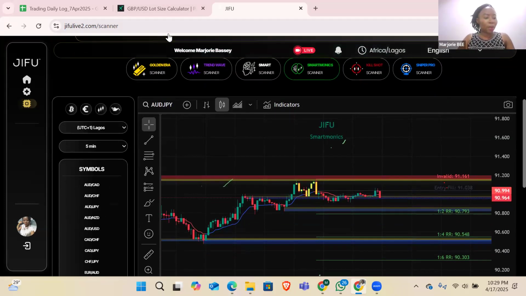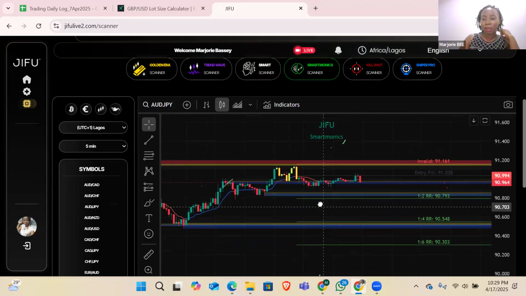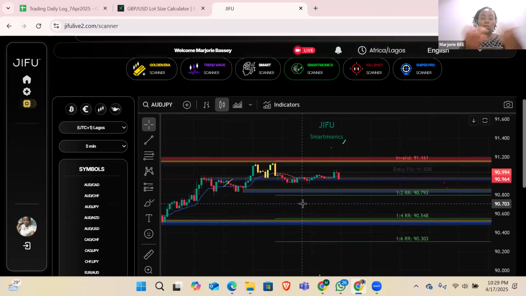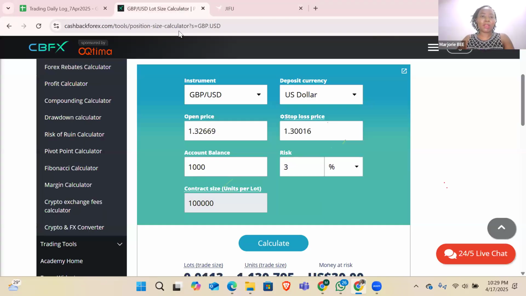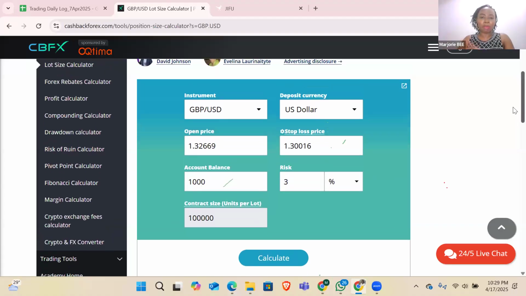And then another thing: let's practice calculating our lot size. Let's assume that we want to take this AUD-JPY. There's a website we'll share the link for in the group. It's already been shared in one of the pinned posts. When you click on that link, you come to calculate your lot size.